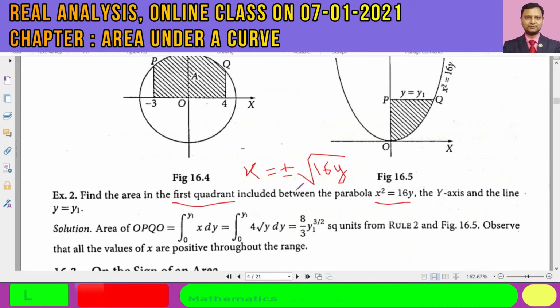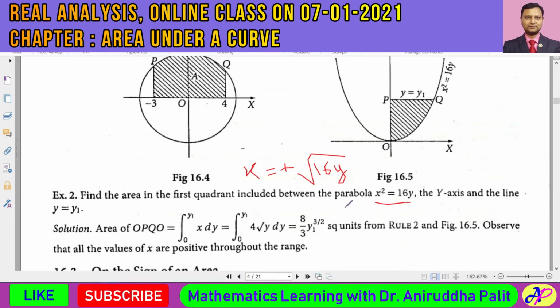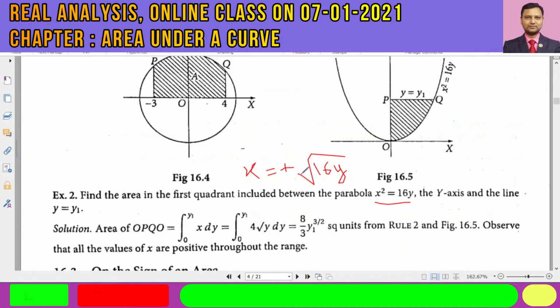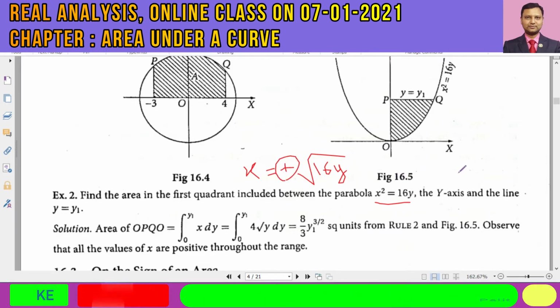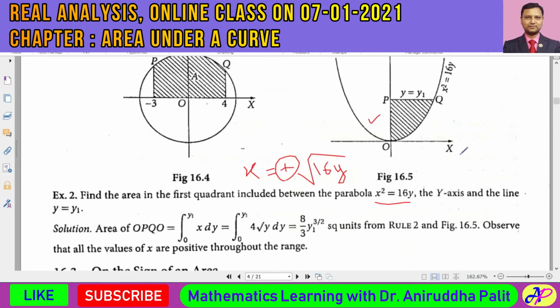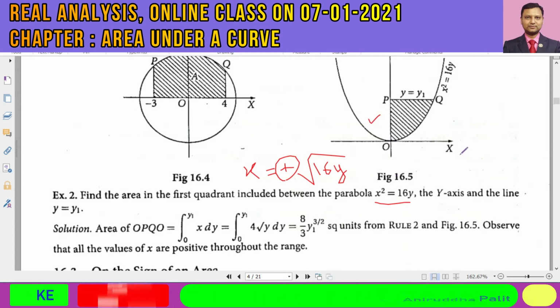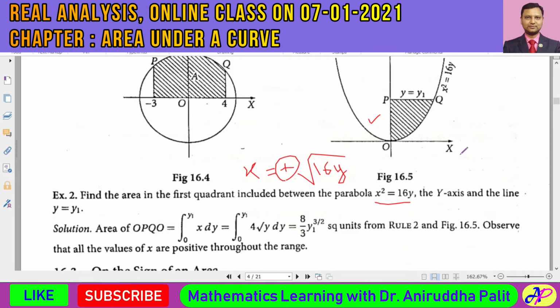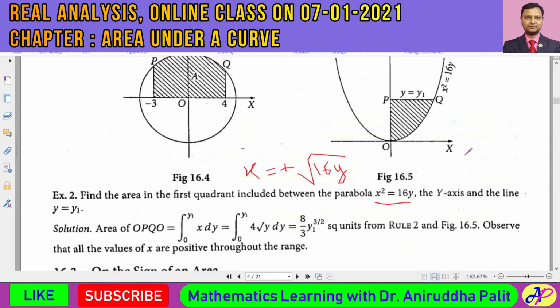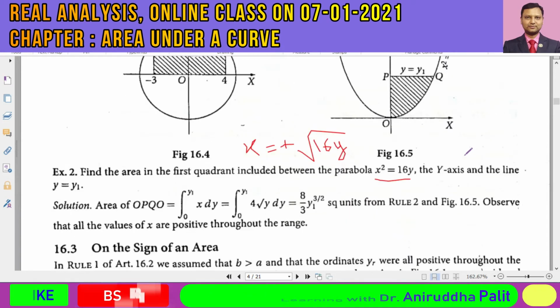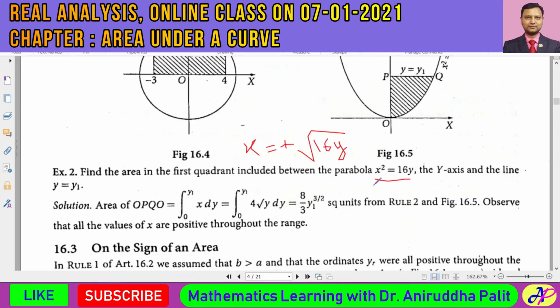So in this first quadrant you will have to consider the positive sign only. Negative sign refers to the second quadrant. In the second quadrant, y is positive, x is negative. So as by the question it is given that we'll have to find out the area under this curve in the first quadrant, you will have to consider x is equal to the positive square root of 16y. Got it? Positive square root of 16y means 4 root over of y.